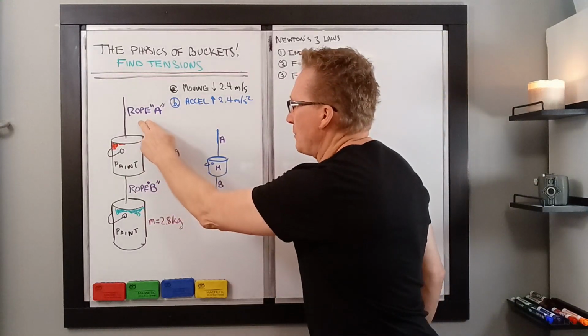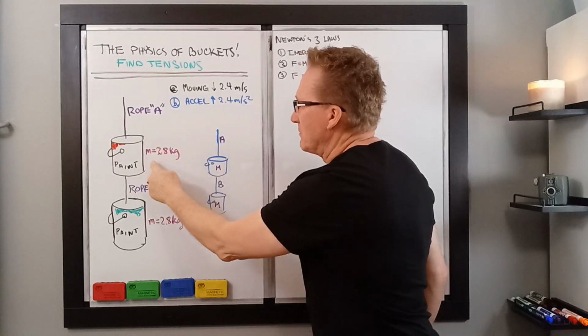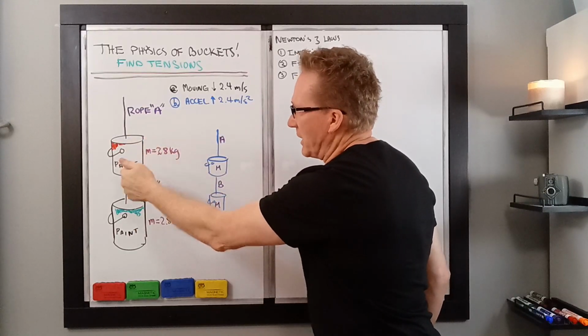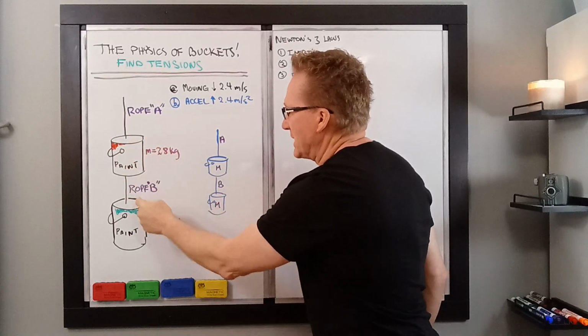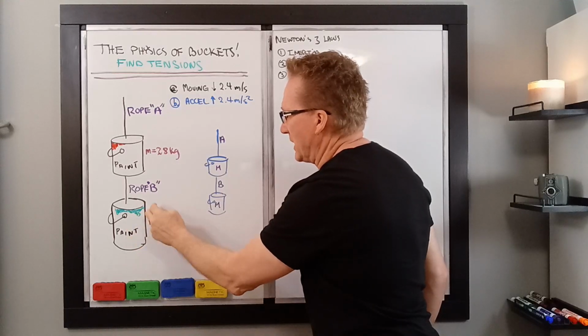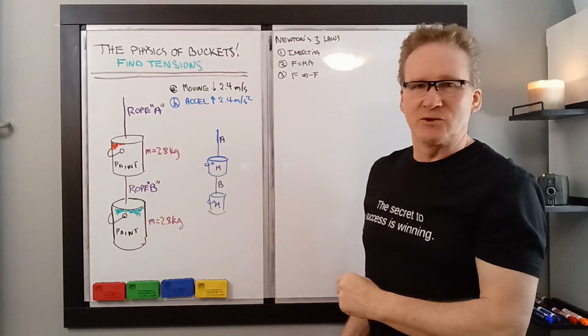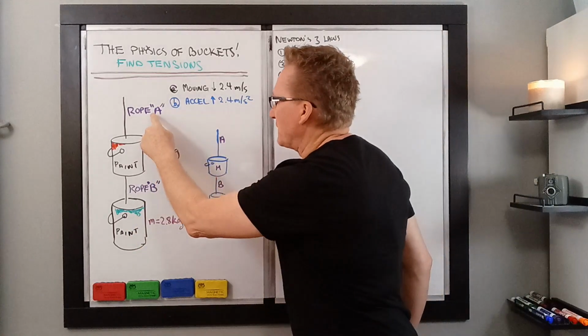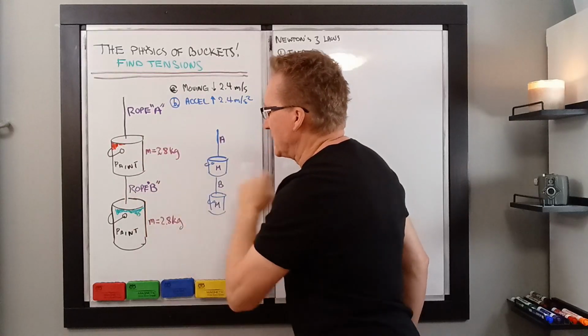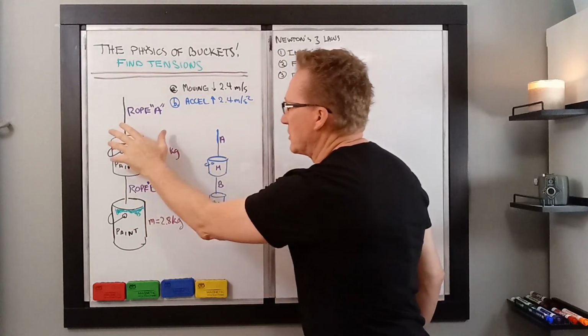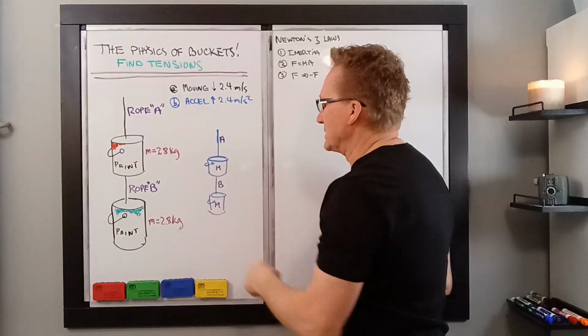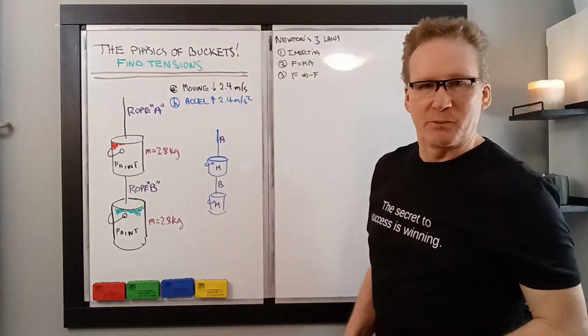We have a rope here, rope A, pulling this paint can up or down or whatever direction we're moving, and it's attached directly here to the second paint can, each of them having the same mass of 2.8 kilograms. We're asked to find the tension in this rope and the tension in this rope. Here I've just drawn a smaller representation because I'd like to mark this up a little bit as we progress in this problem.